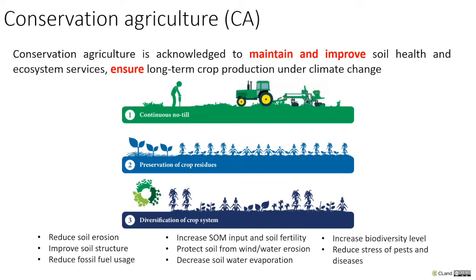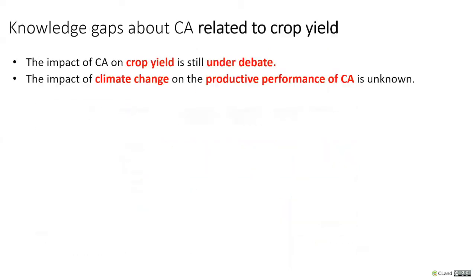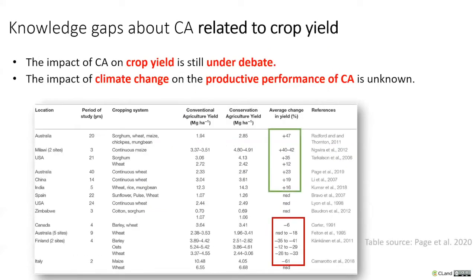Indeed, CA can bring a lot of environmental benefits, but the productive performance of CA is still under debate. A lot of studies have been published to tackle this problem, and some reported a yield increase from CA when compared with conventional tillage, while others reported a yield decrease. Moreover, the impact of climate change on the productive performance of CA is still unknown.